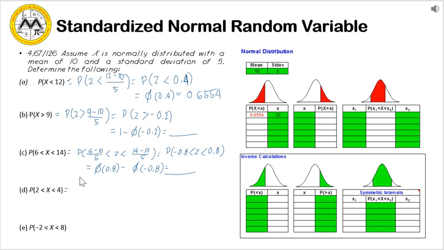For this one, 2 and 4, so that would be 2 minus 10 over 5 and 4 minus 10 over 5. So that would be the probability that z is in between. 2 minus 10 is negative 8, negative 8 over 5 is negative 1.6. And then 4 minus 10 is negative 6, so that's negative 1.2. So this would be phi of the upper side, negative 1.2, minus phi of negative 1.6.